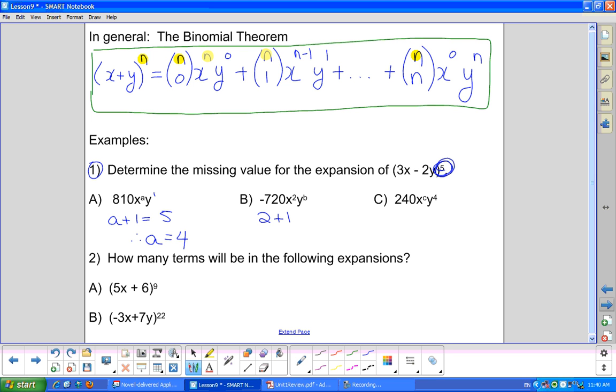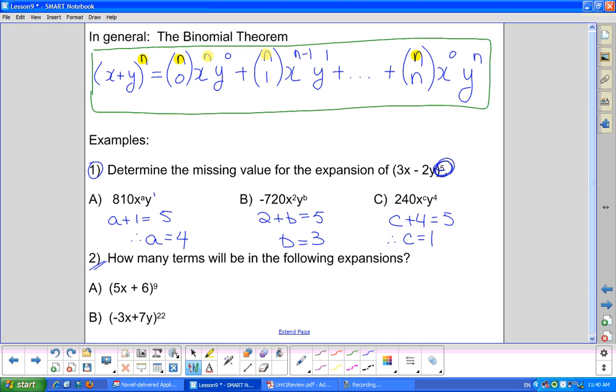So 2 plus b. It doesn't matter what term in this expansion you're looking for, whether it's the first term, the last term, the middle term, the exponents always have to add up. So b would have to be 3. And the last one, c plus 4, has to equal 5. So c must be equal to 1. How many terms are in the following expansion?